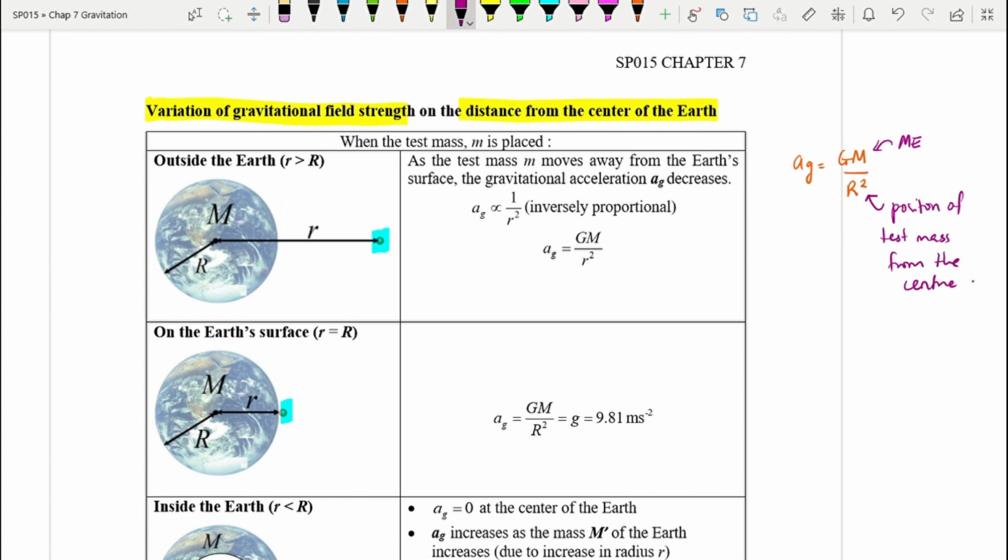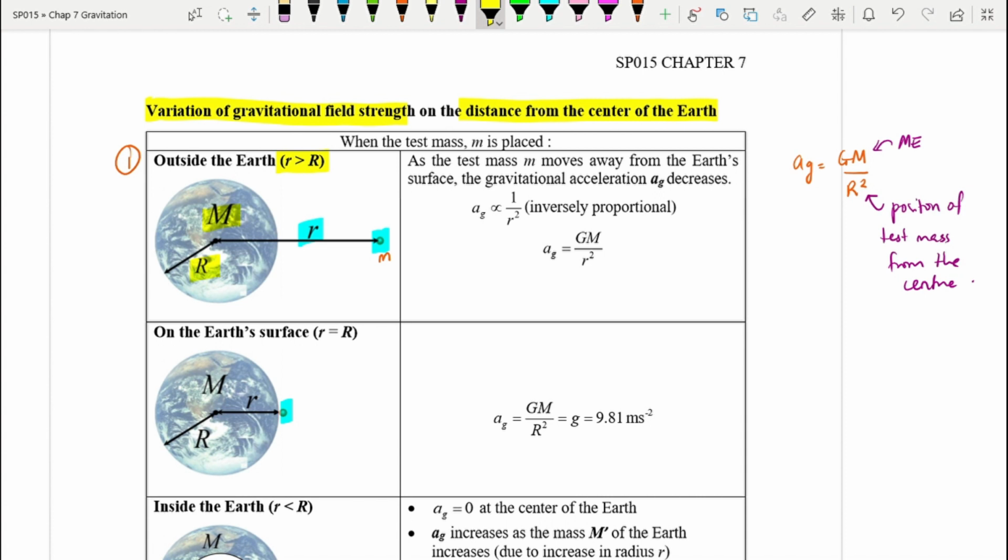Okay. So sekarang ni pada situation pertama, pada position pertama, test mass kita, small m kita terletak a distance R from the center. Okay, so capital M adalah mass of the earth, capital R adalah radius of the earth. Tapi test mass kita ni diletak di luar ataupun jauh daripada surface of the earth, where kita panggil R ni sebagai jarak test mass daripada center, is bigger than the radius of the earth.